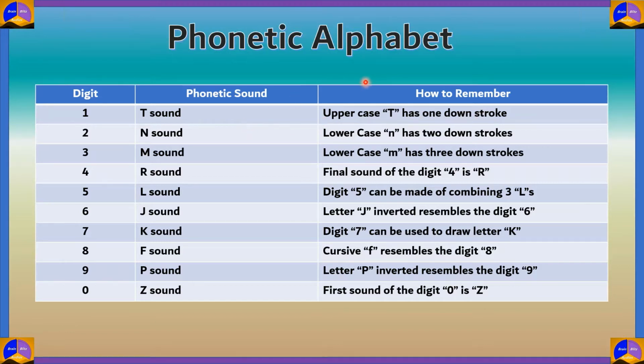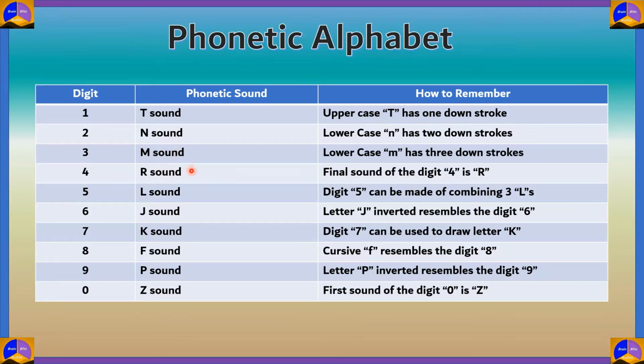For the number 2, we use the phonetic sound n. It's the n sound that we use to remember the number 2. And in order to remember that sound, you can see that the lowercase n has 2 downstrokes, 1 and 2. So you can imagine that the lowercase n has 2 downstrokes, and therefore the n sound is for the number 2.